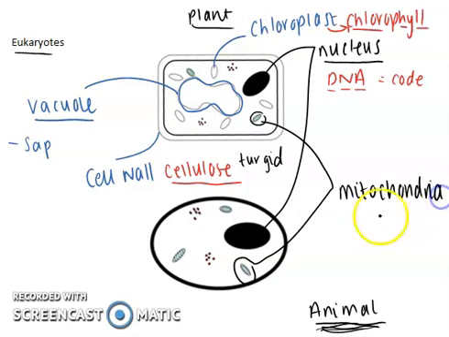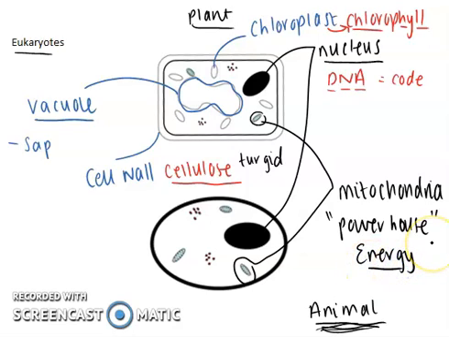Now, the mitochondria is the powerhouse of the cell. You may have heard this term before. Essentially, it means that it produces energy, or it releases energy. And that cell can use that energy in the form of ATP to do the various chemical reactions it needs to do. There's also these structures here in both plant and animal cells.